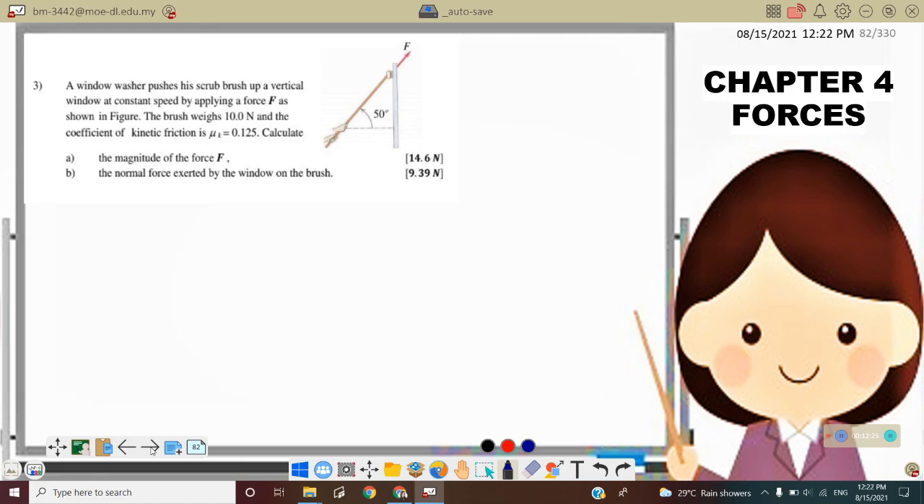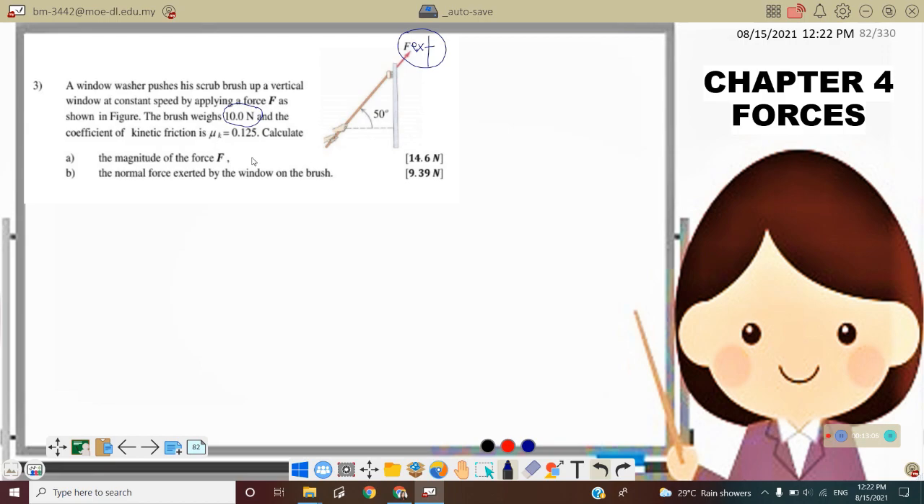Question number 3: a window washer pushes his brush up a vertical window at constant speed by applying a force. So this force we are referring to is, because it's push, an external force F. This is the F external because the word is push. And the brush weight is 10 Newton, so they already give you the weight, and the coefficient of friction is 0.125.